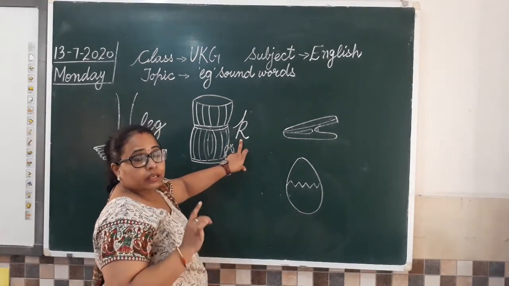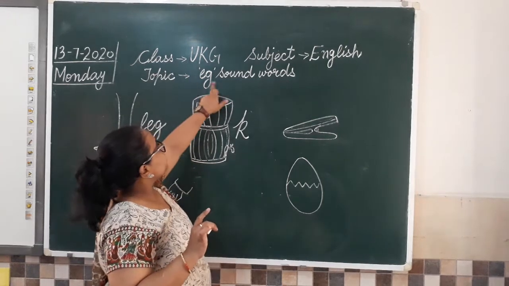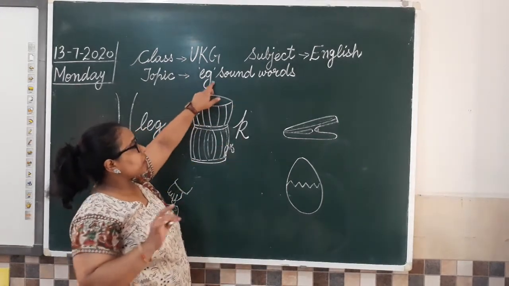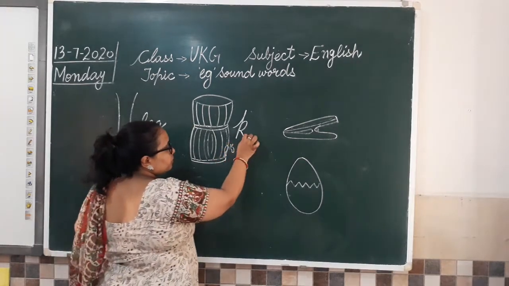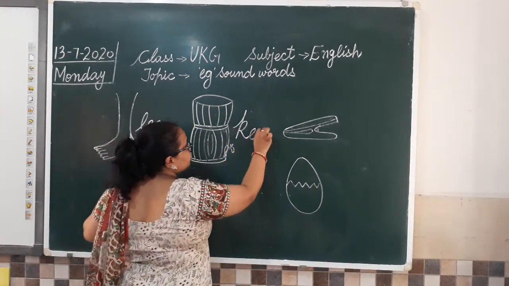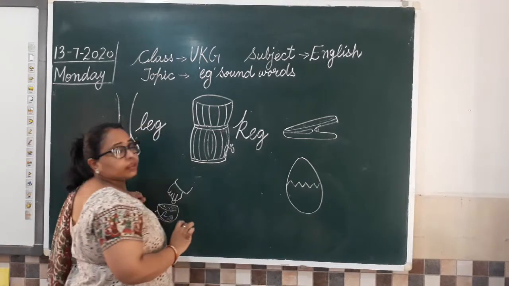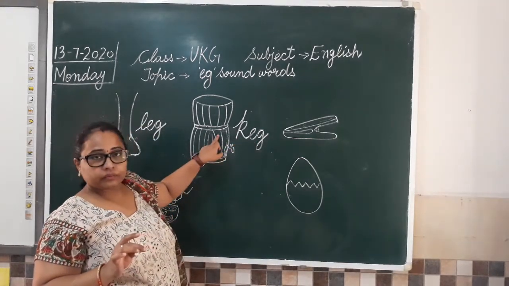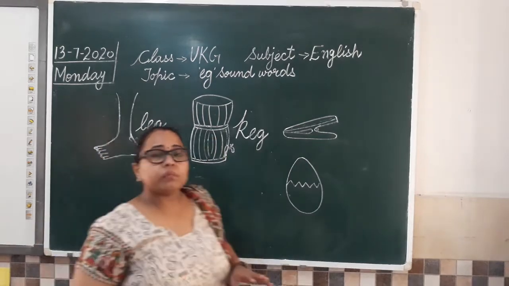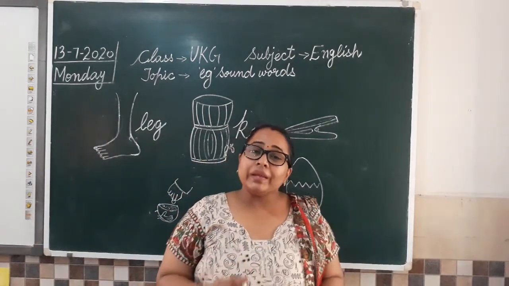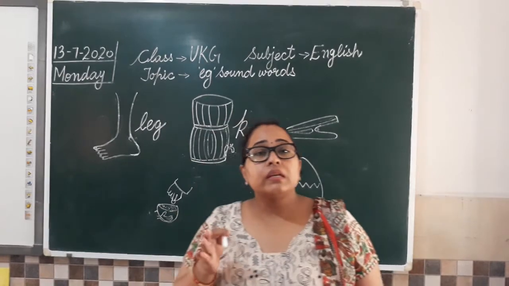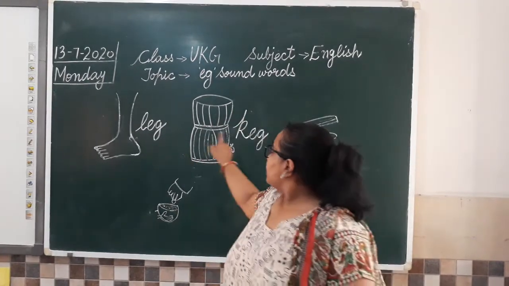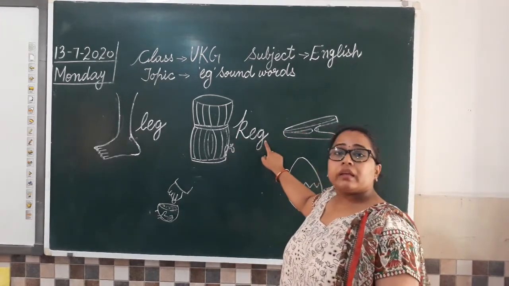Cup. Egg sound again. So cup is blended with egg sound. Cup, egg. What does it become? Cake. Cup, egg, cake. Say with me. Please learn the sounds. Cup, egg, cake.